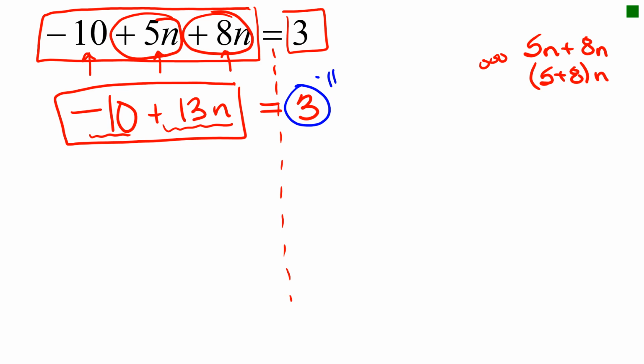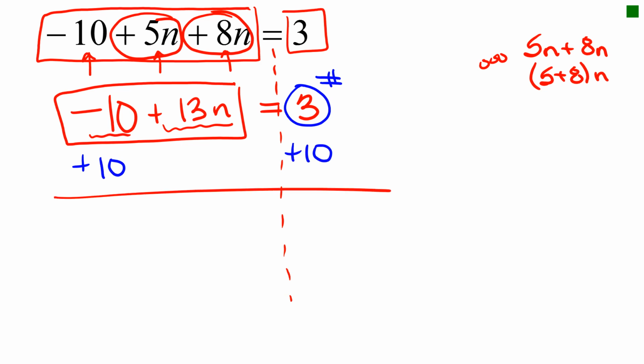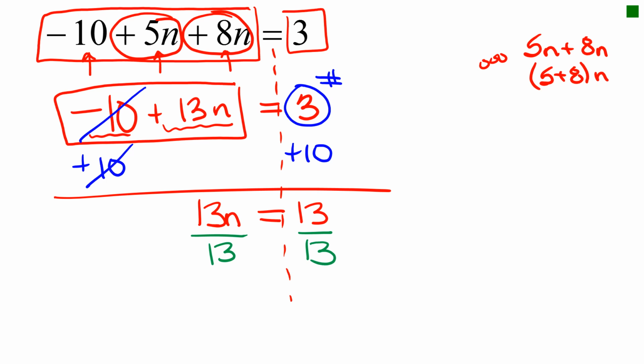It's just a number. So I'm going to move the number term, that negative 10, by adding a positive 10 to both sides. Remember my checkpoint. I love this part. Cross off the negative 10 and the positive 10. Make sure they cancel out. What do you have left? 13n. Bring down your equal sign. 3 plus 10 is 13. Multiplication. Opposite of multiplication is division. We're going to divide both sides by 13. Checkpoint. 13 over 13 cancels. So n is equal to 1.